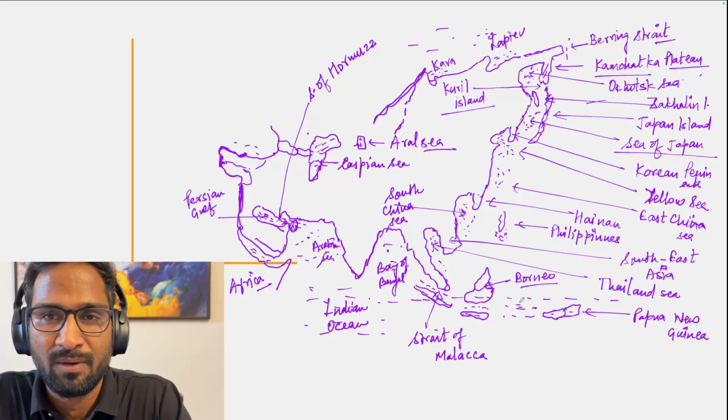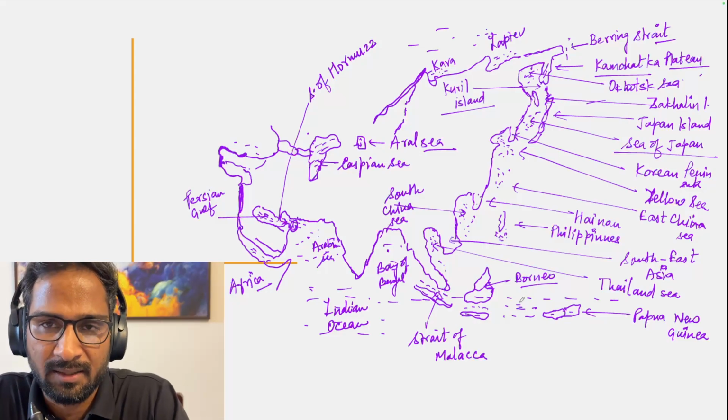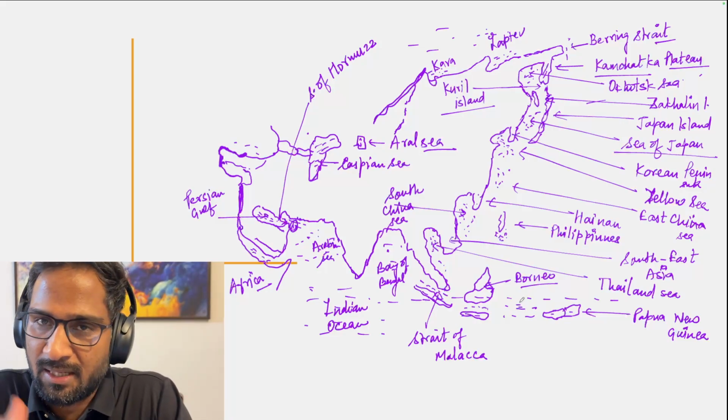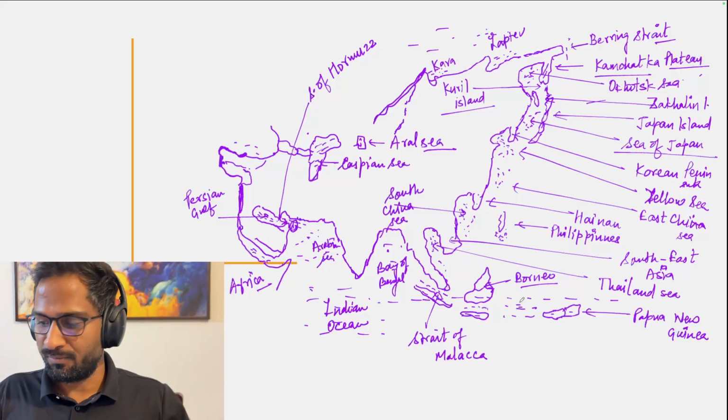In the next video we'll talk about the mountains, deserts and the plateaus of Asia, and subsequently the lakes, rivers and furthermore.